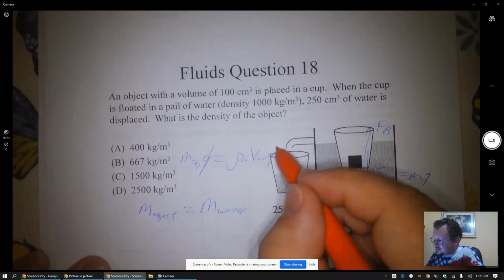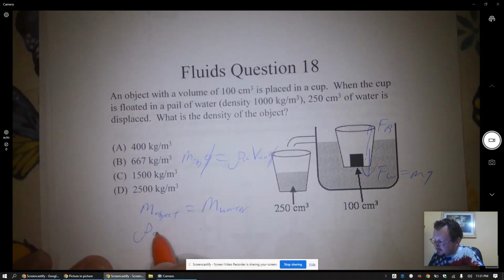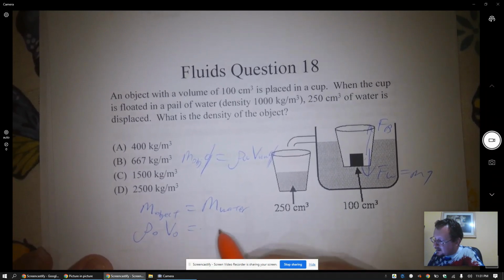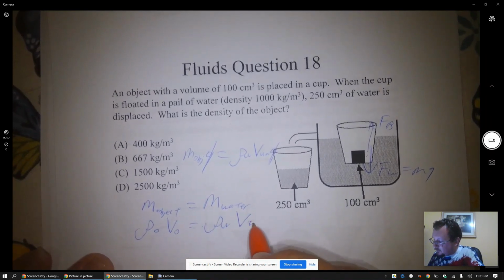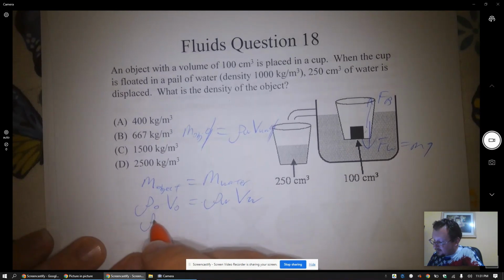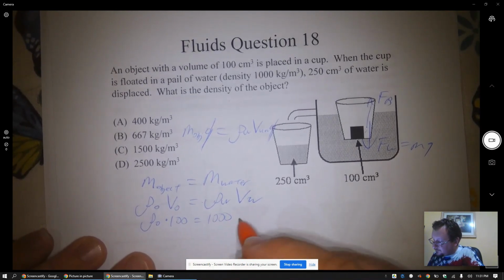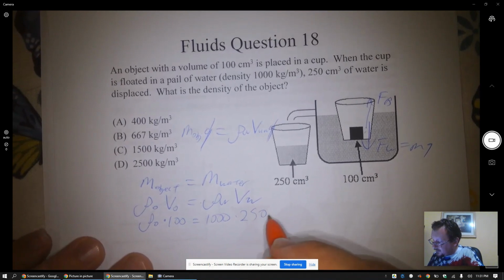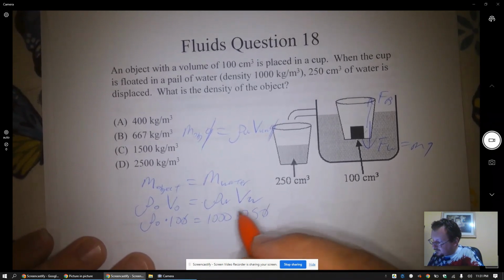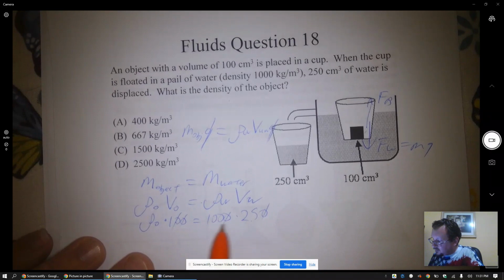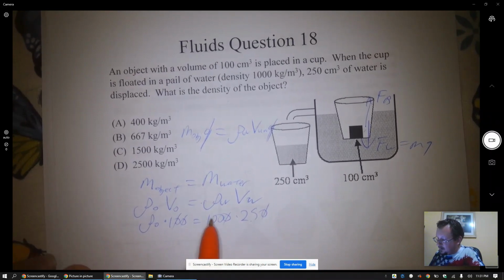The g's cancel, and then this is the density of the object times the volume of the object, equals the density of water times the volume of the water displaced. So the density of the object, with the volume 100, the density of water 1,000, and the displaced volume 200, comes out to 2,000.